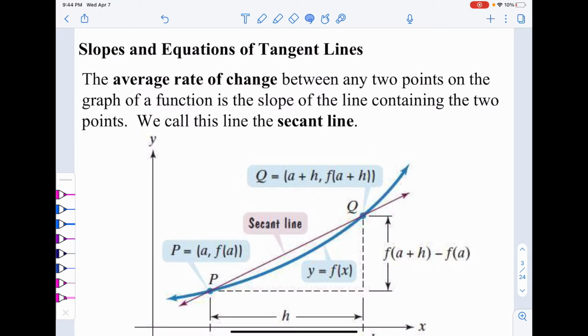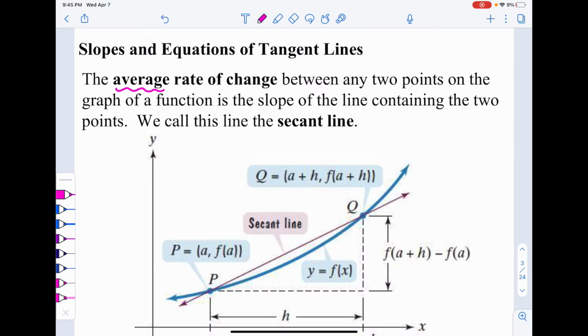It tells us that the average rate of change between any 2 points on the graph of a function is the slope of the line containing the 2 points. All the way back to Algebra 1, when you learned it, you would have talked about a rate of change being a slope. Now, when we get into looking at curves, we can't define it as a basic regular rate of change, so it is referred to as an average rate of change, which means it's kind of an approximation of what you're noticing as you move along that curve.